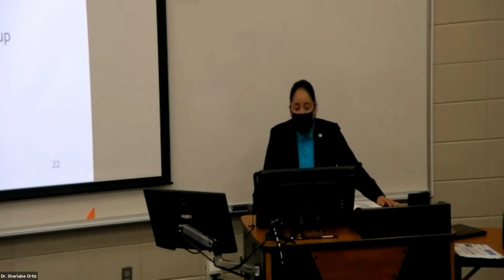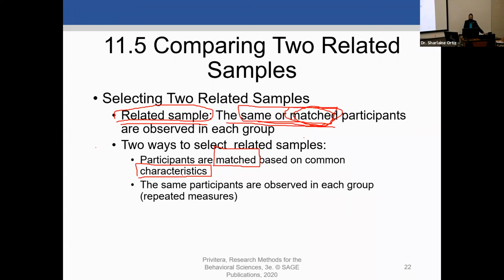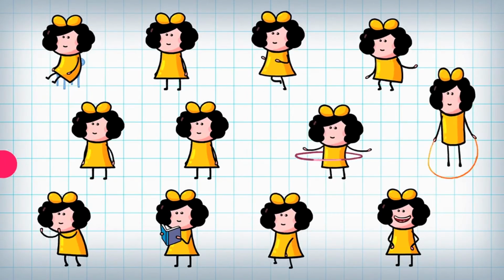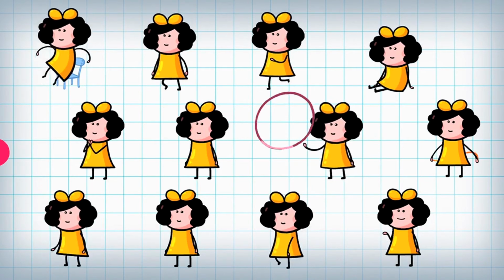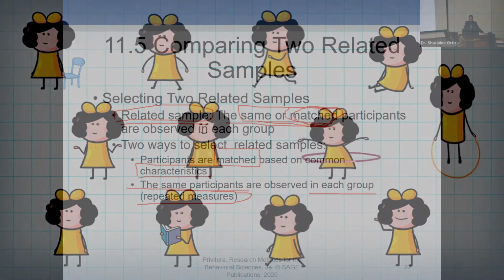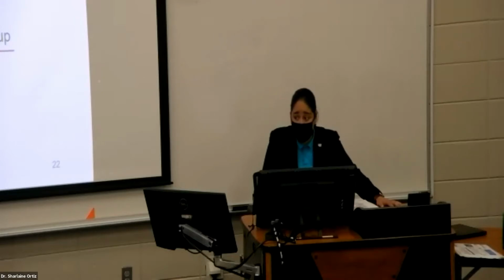Now, another way that we could engage in selecting related samples is that of selecting the same participants, the same participants that will indeed be observed. Again, this is what we will call our within or also our repeated measures design. So any questions so far about selecting two related samples? Good deal, fantastic.